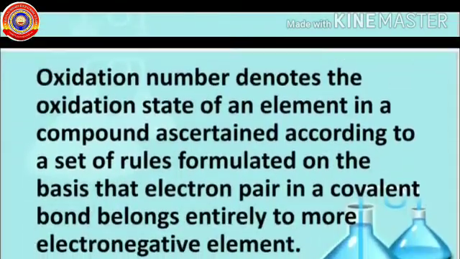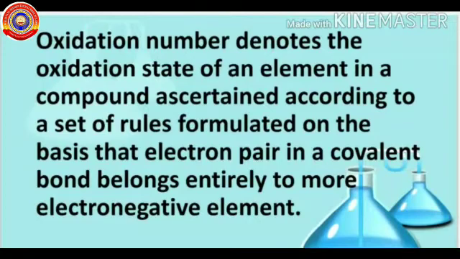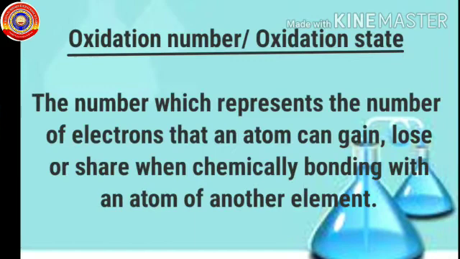Oxidation number. What is an oxidation number? It denotes the oxidation state of an element in a compound, ascertained according to a set of rules formulated on the basis that the electron pair in a covalent bond belongs entirely to the more electronegative element. What does it mean? Oxidation number is a number which represents the number of electrons that an atom can gain, lose, or share when chemically bonding with an atom of another element.